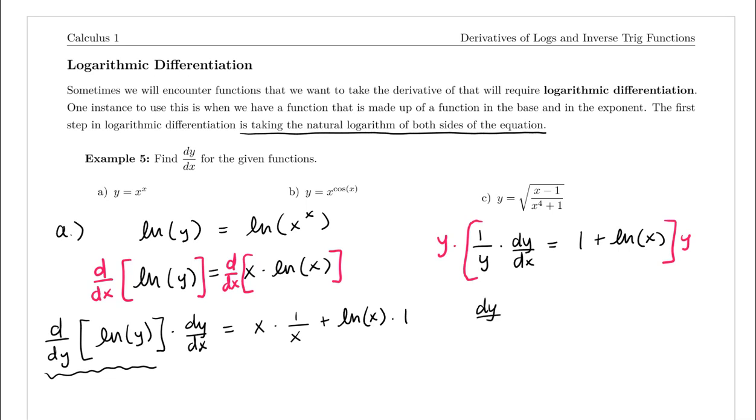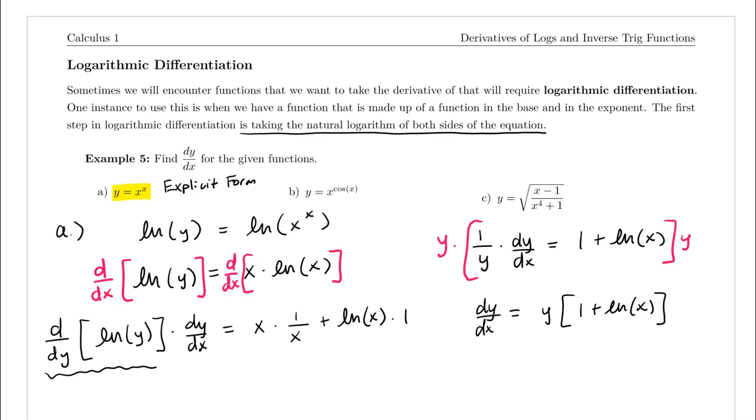Doing so will give us dy/dx is equal to y times the quantity 1 plus the natural log of x. Now, one thing that we want to be careful about is that if you look at our original function, we have y equals x to the power of x. This is in explicit form.